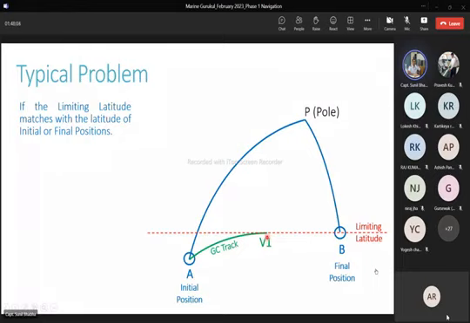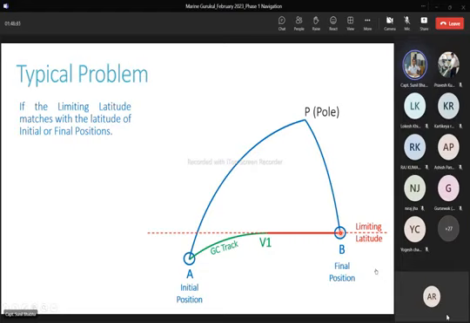Now once we reach this vertex V1, we then proceed on the second leg of the passage. The second leg of the passage is a parallel track. We move along the parallel of latitude, on our limiting latitude itself. Now when you move along the parallel of latitude, which is the limiting latitude in this case, you will see the port B, the final position, being at the limiting latitude. When you move on this parallel track, you will arrive at your destination.